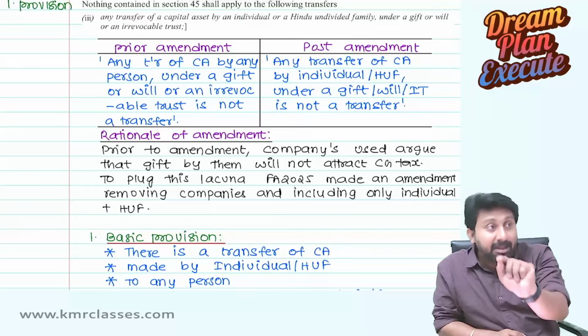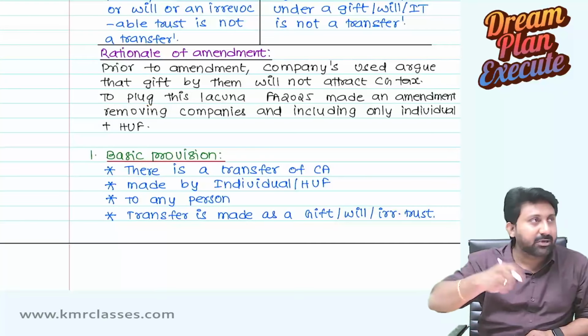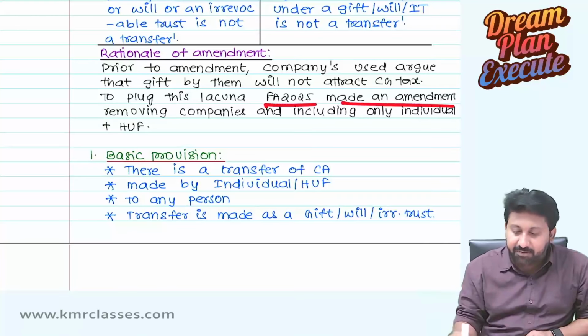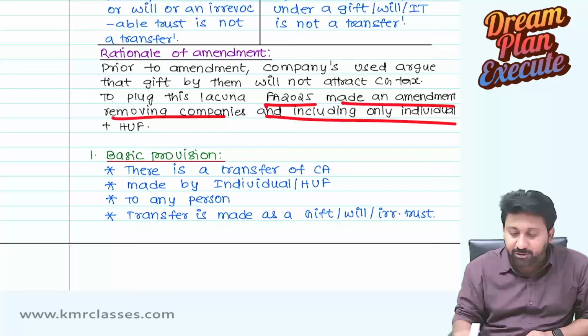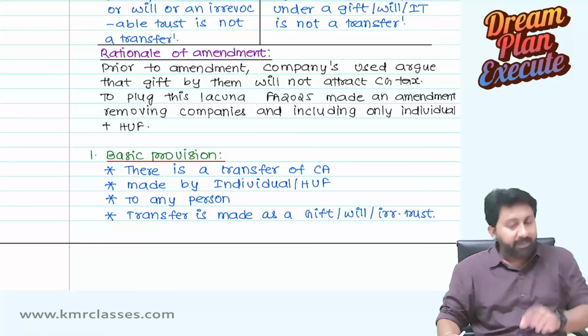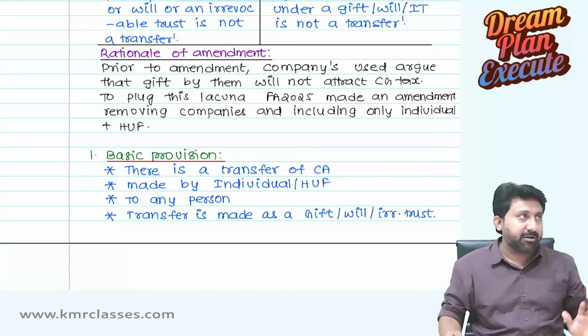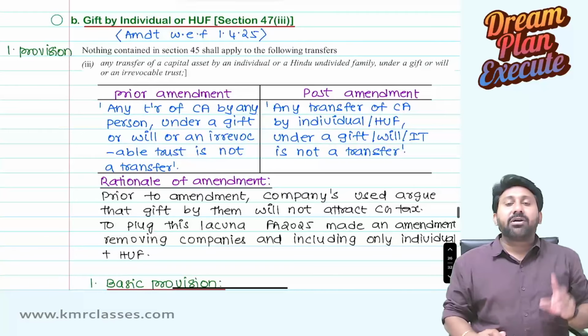So, the rationale of the amendment. Prior to the amendment, companies used to argue that a gift by them will not attract capital gains tax. To plug this lacuna, meaning loopholes, the Finance Act 2025 made an amendment removing companies and including only individuals and HUF. Fair enough to understand the concept. Okay, done. So what is the amendment?